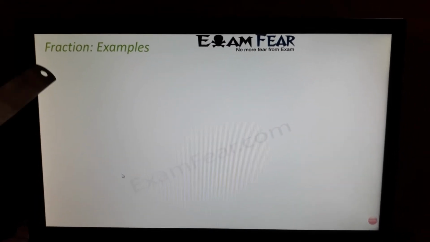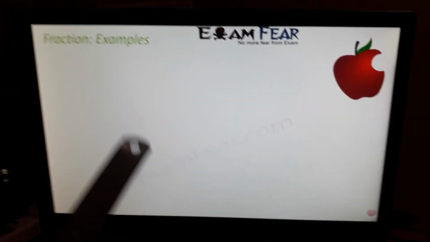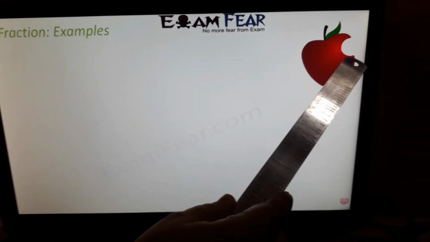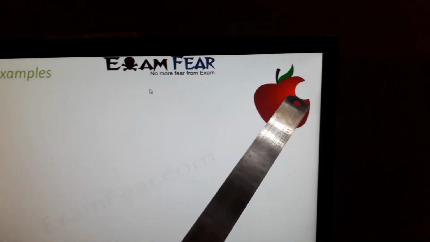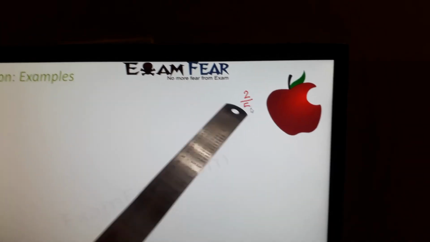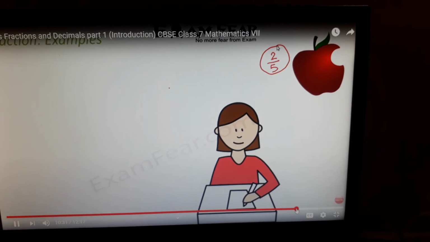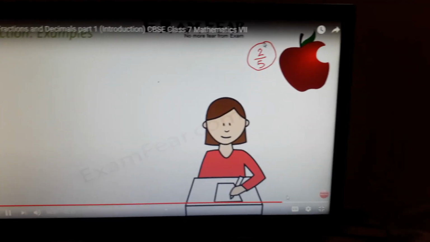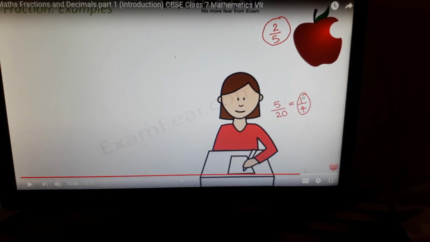So now come to our examples. Some more examples here. Here is one apple. I ate one portion. If I cut this apple into 5 pieces and I ate 2 parts out of 5, I will write 2 by 5. Okay children, like that. You take any example, divide it into equal portions, and finally you will get fractions. How much is left, how much you ate, like that you will get fractions. This is the introduction of fractions, children.